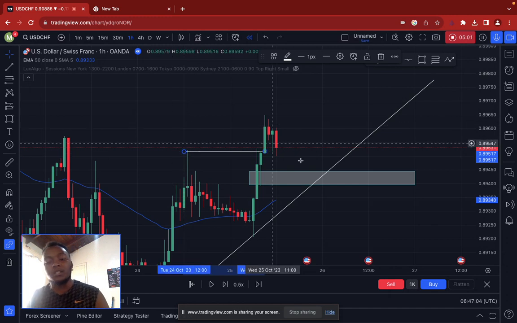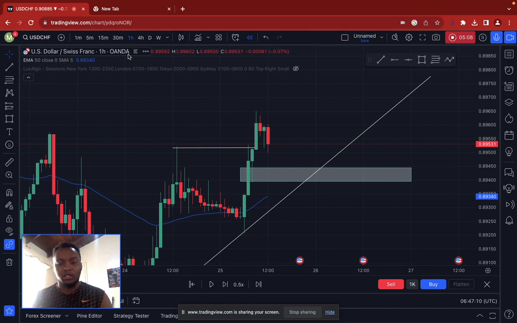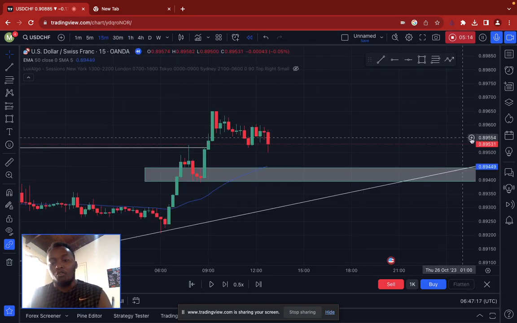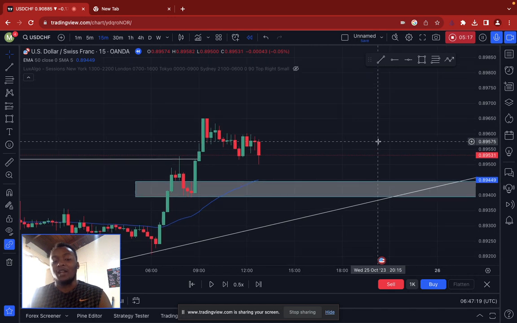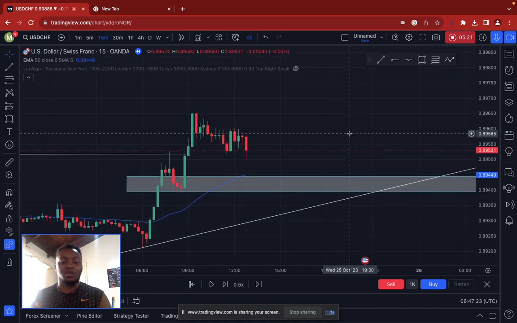So let's see. This is the zone that you have identified, and let's see what price does when it gets there. So how am I able to get these confirmations? I usually go to the lower time frame, which is the M15 and M5. On the M15, I'll still look for an M15 618 level or an M5 618 level.